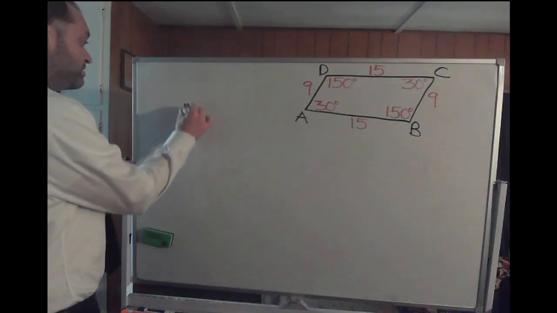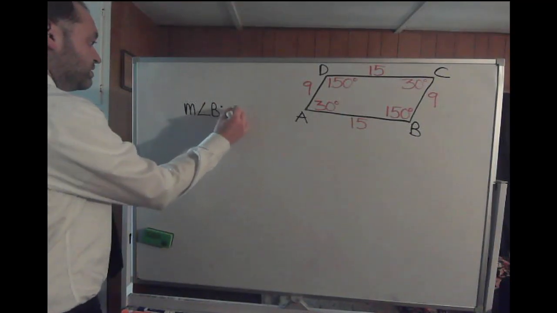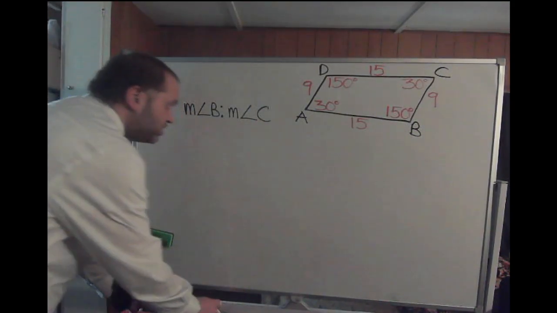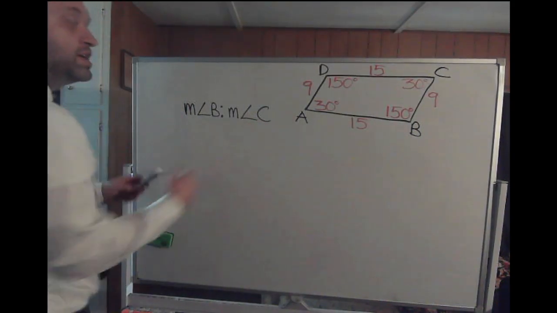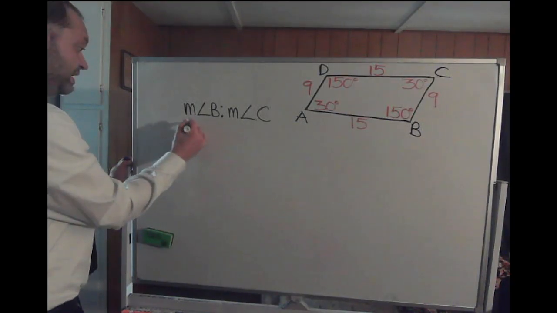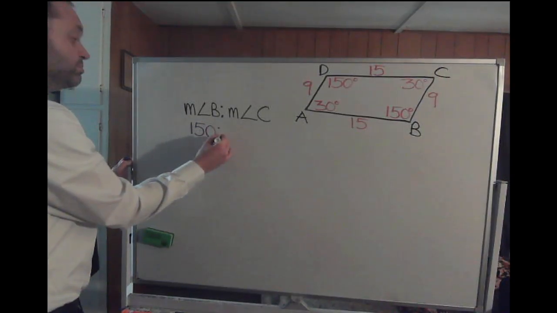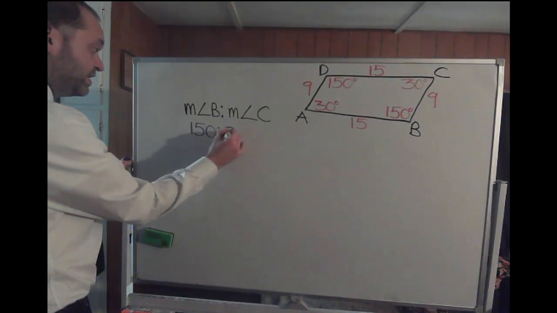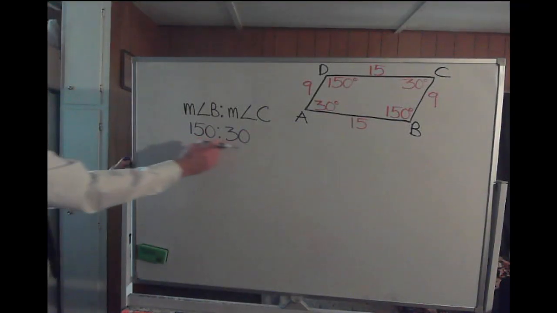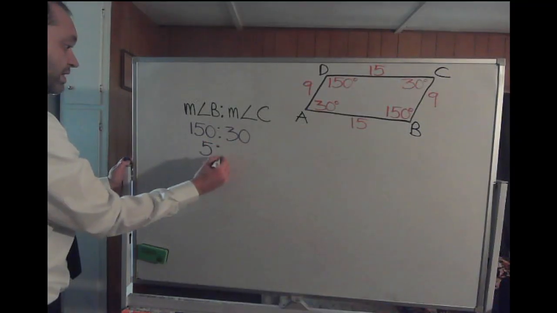Alright, how about the measure of angle B to the measure of angle C? So this time we have the ratio of the measure of angle B to the measure of angle C. Well, the measure of angle B happens to be 150, where the measure of angle C happens to be 30, so you have the ratio 150 to 30. Well, both of these divide by 30, which would give you the ratio of 5 to 1.